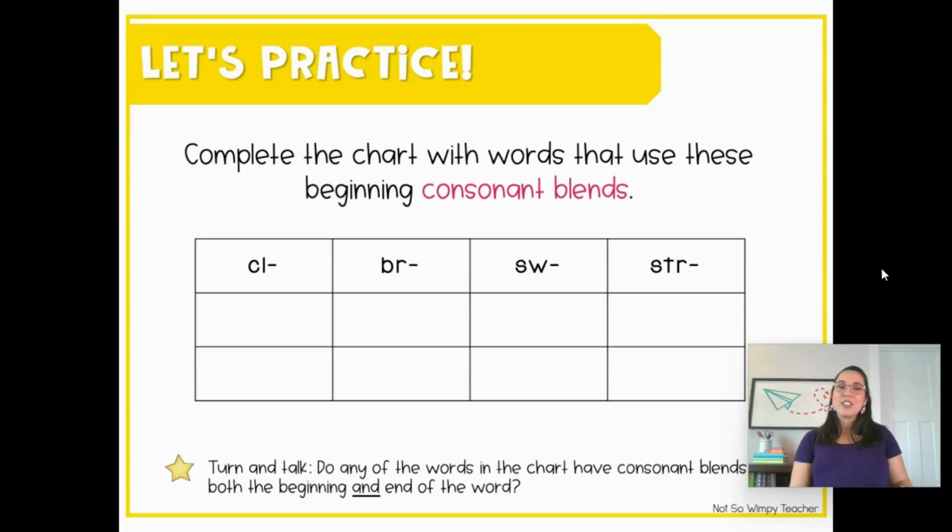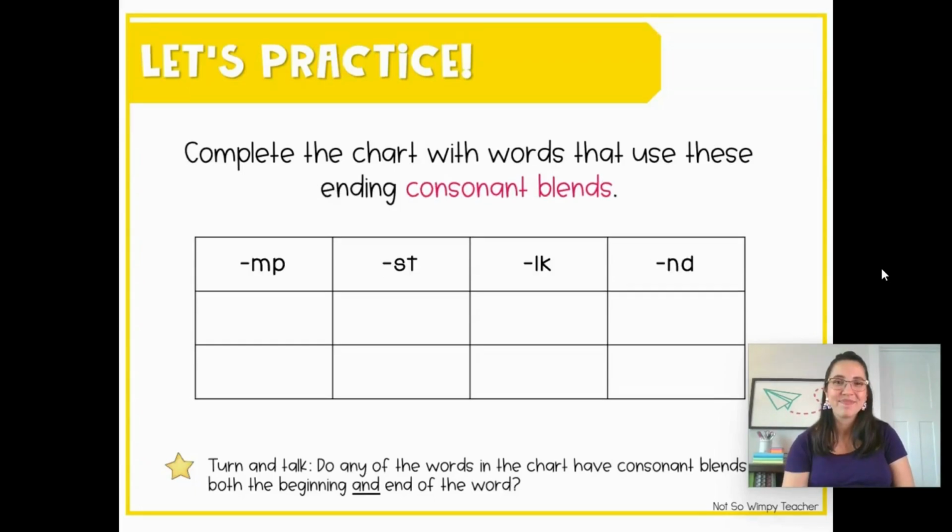For this, I like to show the chart to my students, give them the opportunity to brainstorm words on their whiteboard, and then I like to fill in the blanks with words provided to me by different students in class. You're going to do the same activity with ending consonant blends. Again, give them time to brainstorm, think about the sounds they're hearing in the word, and practice spelling with them on their whiteboards.